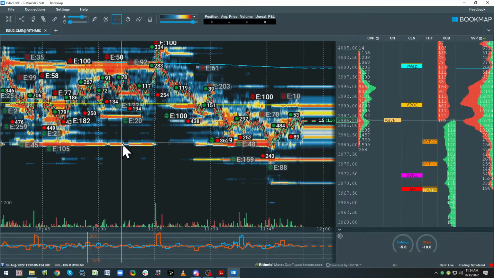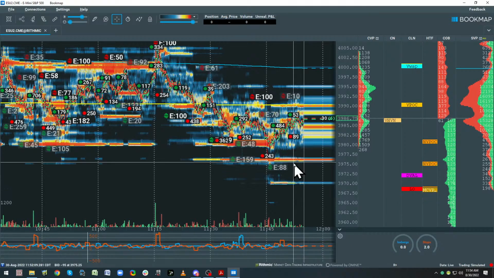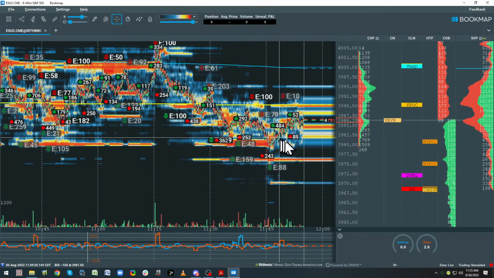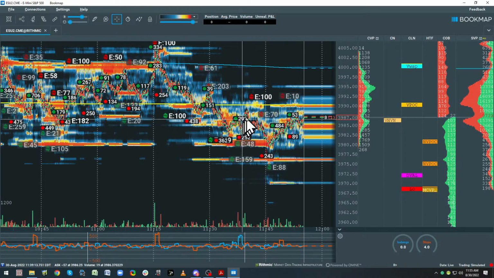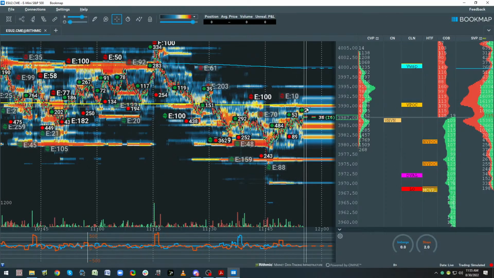back. Let's just say this never happened, and we only got here, and you're short from here. Well, now what? What are you going to do with this? It can come right back here. See? So how do you manage that? Do you just trail somehow? Where? Do you let it come all the way back here? Give 8 points back? You see?